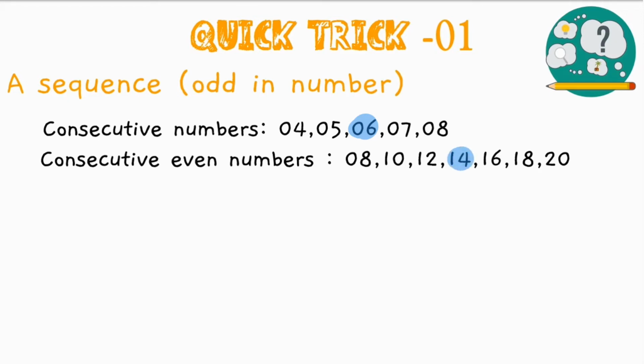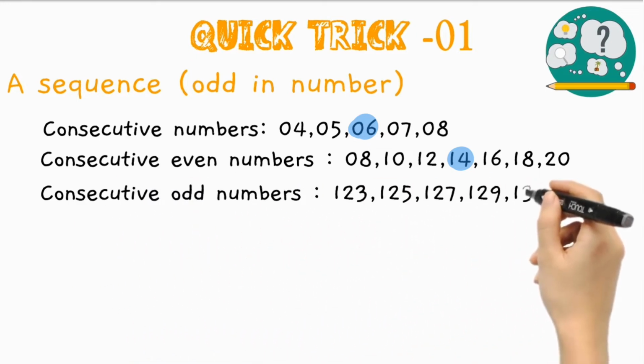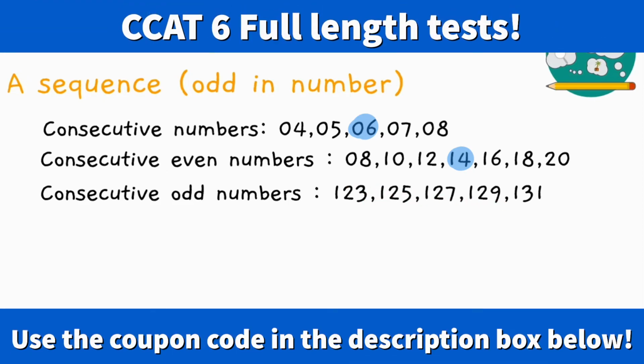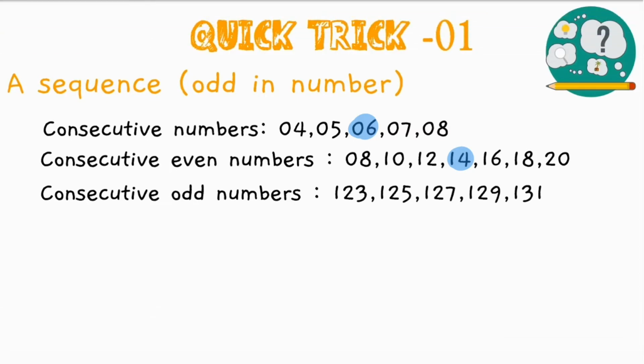again the middle number. Similarly, consider a set of 5 consecutive odd numbers. Here, observe, this is a set of 5 odd consecutive numbers. Here the count is important. As the count is an odd number, the average value will be the middle number 127.